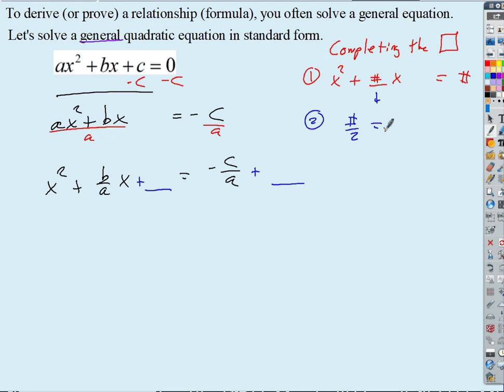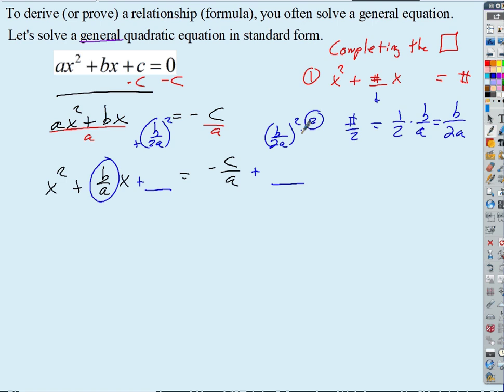If we're trying to get half of a fraction, which one would be easier to do? Yeah, multiply by 1/2. So that's going to equal 1/2 times that number, right? 1/2 times b over a. If I multiply straight across, that's just b over 2a, right? But what I've got to do is I've got to not add that, I've got to add that squared, right? So I'm adding b over 2a squared to both sides.